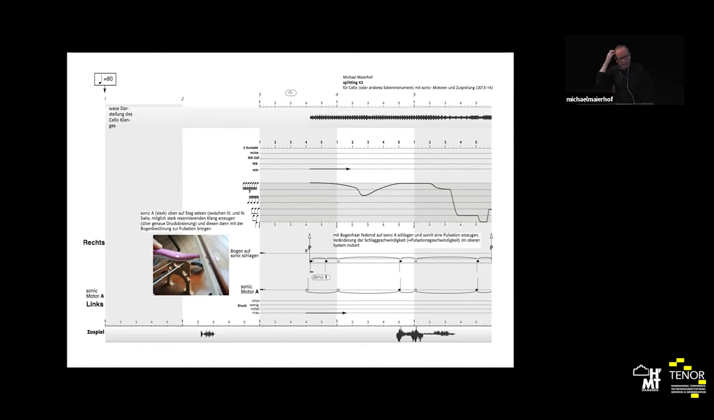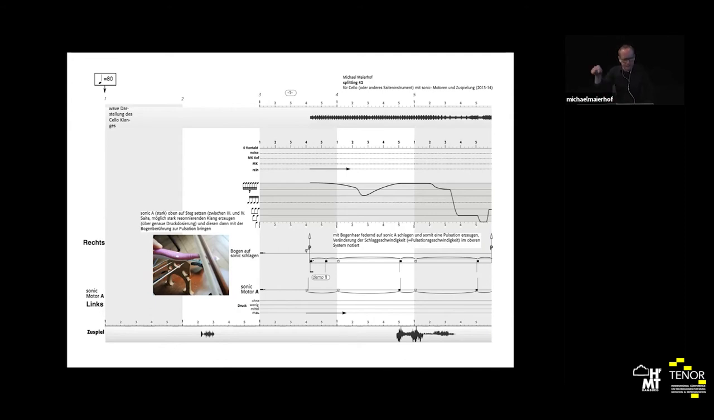Another piece is a cello piece I wrote a few years ago. And normally for a cello piece, you have the five lines in one line, and that's the cello voice. But if you are working in that non-pitch area, then of course you need several steps of representation, or parameters which are to be controlled in that piece.